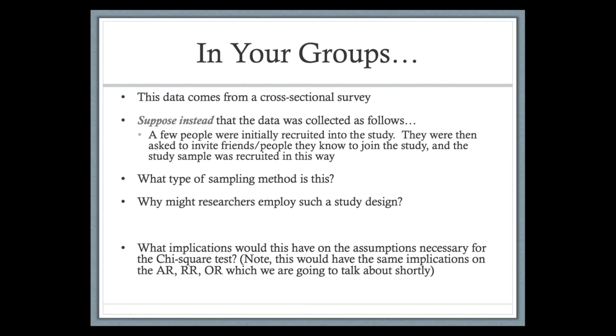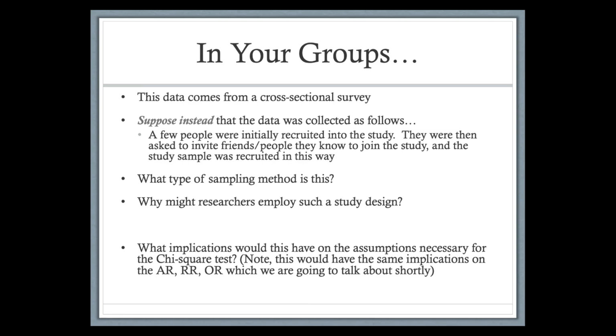Why might people use a design like this? And what are the implications of this design? What does it mean for the assumptions necessary to do the chi-square test, or the attributable risk, the risk ratio, and the odds ratio, which we're going to discuss soon? I'll give you a minute to think about that, or you can pause the video and think about what your answers would be to these questions, and I'll get to talking about them right now.